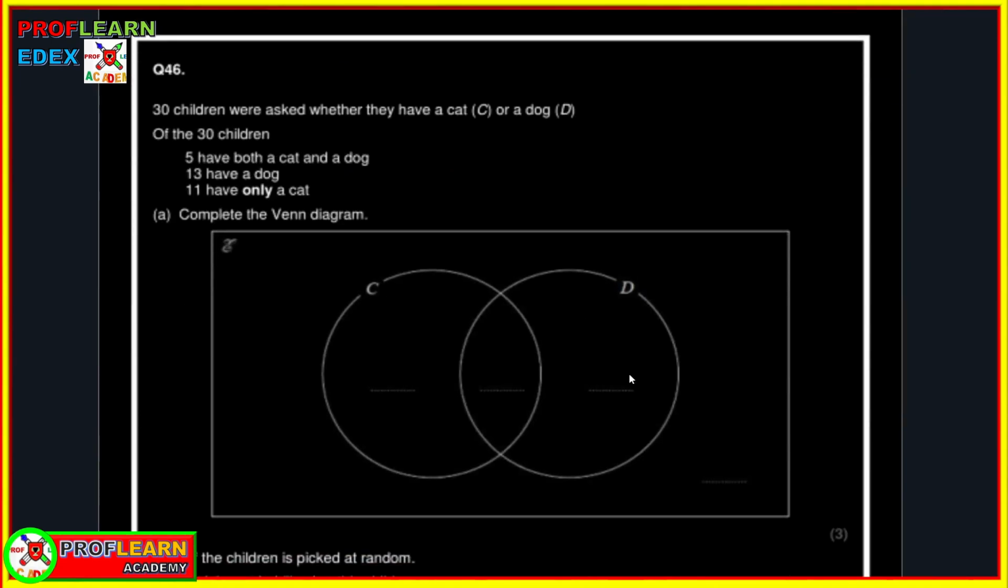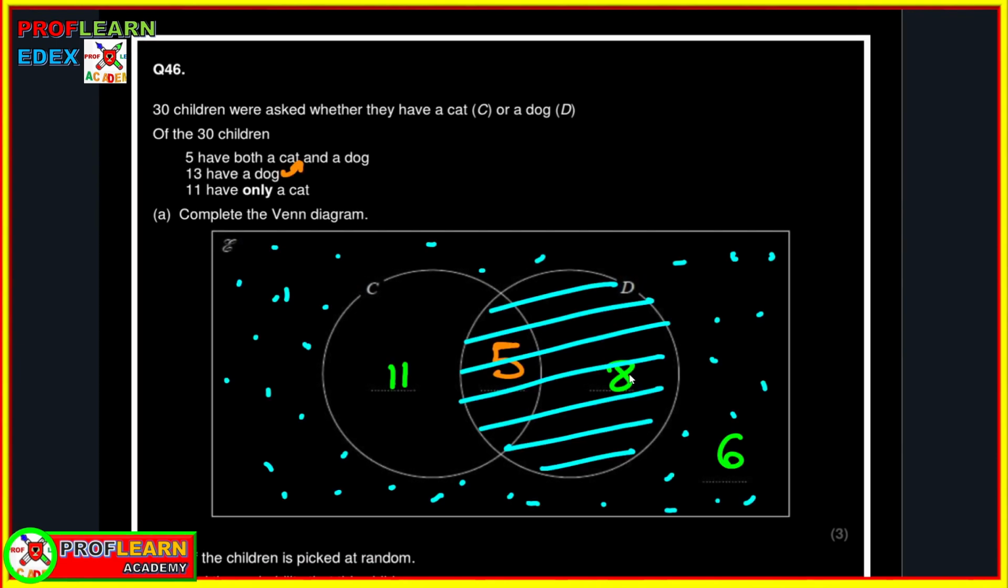So another area that we also need to look at is question number 45. This is a concept dealing with Venn diagrams. We are told that 30 children were asked whether they have cats or a dog. Of the 30, we are told that 5 have both cats and a dog. So they are going to be in this region here, the region of intersection, right? So that is where they are going to be.